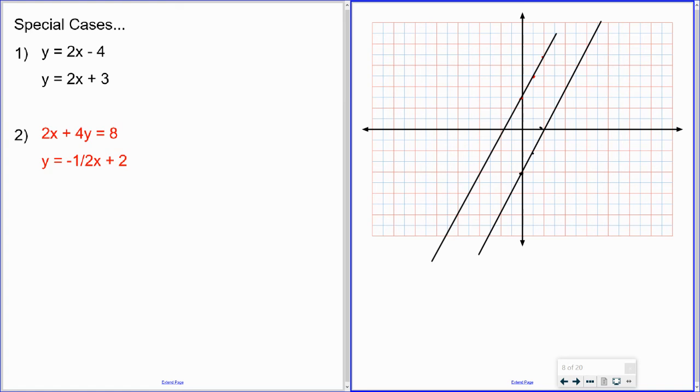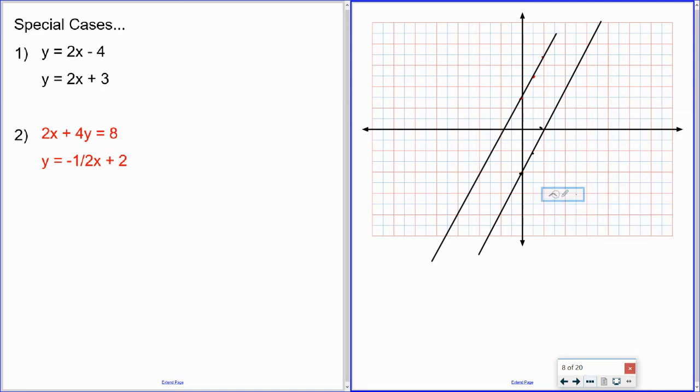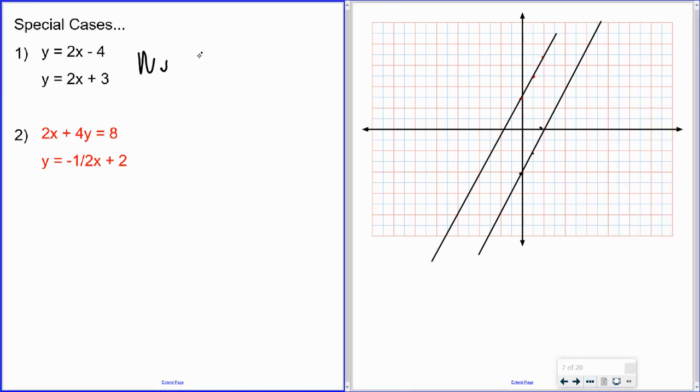And here's the problem. Notice those two lines are parallel. They miss. Okay, so this particular answer for this one would be no solution. Now, algebraically, this was a lot easier. You see how the slopes are the same, but the y-intercepts are different? That means they're just still going to miss. They're two lines that look very similar, but they miss.